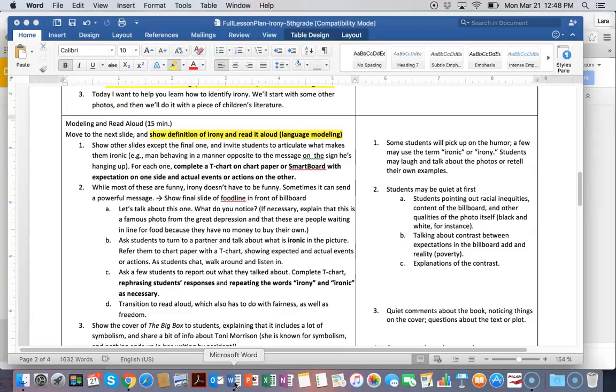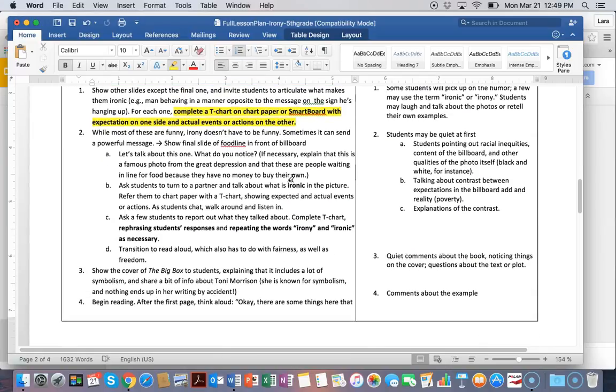Okay, so going back to the lesson, we showed these other slides, and then after that, we completed a T-chart on smart paper. You could also do this on a smart board with the expectation of the situation of what you might find on one side, and then the actual events or action on the other side. Okay. So most of these slides were funny, but it doesn't have to be funny. And so we talked about that with the final slide of the food line in front of the billboard.